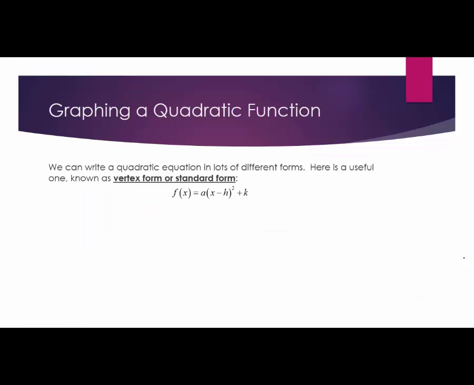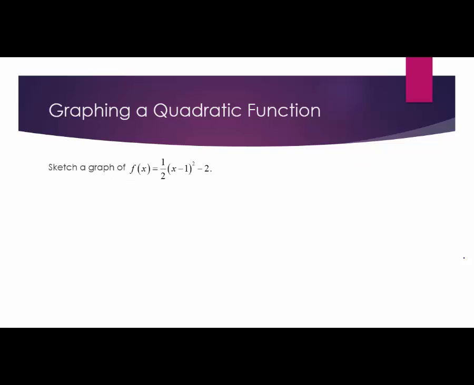We can write a quadratic equation in lots of different forms. We just saw the form ax squared plus bx plus c in the previous slide. Here's another useful form known as the standard form in our textbook. It's also sometimes known as the vertex form, and we'll see why. If you remember, the vertex of a parabola is that very highest middle point or the lowest middle point, depending if it opens up or down. Standard form is f of x equals a times x minus h squared plus k. Let me see if I can show you through an example why this form is particularly useful.